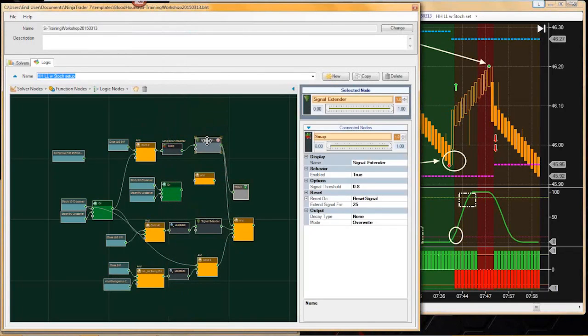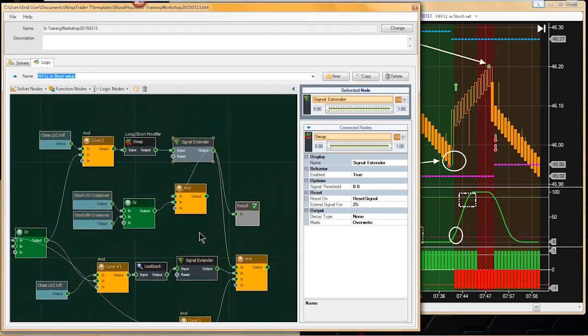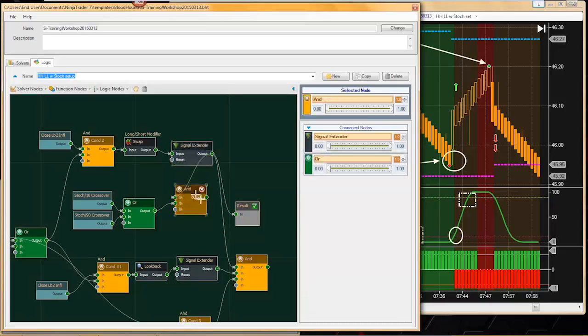Now I can't actually just take this signal extender, plug it into the AND node, and plug it in here. I mean, I can do this so far, but watch what happens if I take this AND node and try and plug it in there. See how it just disappears? It actually won't let you do that because it created a circular logic here. The output of our signal extender went into the AND node, which then fed back into the reset. So it created a circular logic there, which would just put you in an infinite loop. So we can't actually do that.